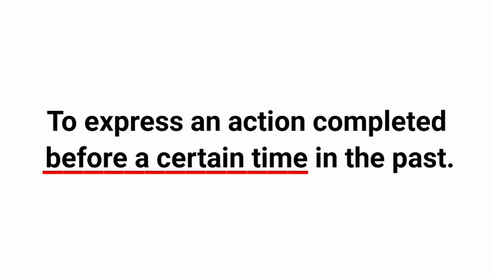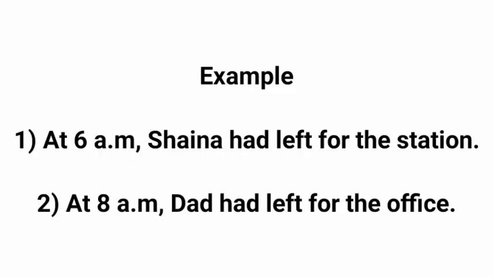Let me explain you with the sentence. For example, you say, at 6 a.m., Shaina had left for the station. Now here, what is the time given? 6 a.m. Now you mean to say that Shaina had left for station before 6 a.m. So here, for an action completed before a certain time, you are using past perfect tense, right? Another example, you can say, at 8 a.m., Dad had left for the office. Now that means that Dad had left before 8 a.m. That means the action which is completed before the certain time will take past perfect tense.